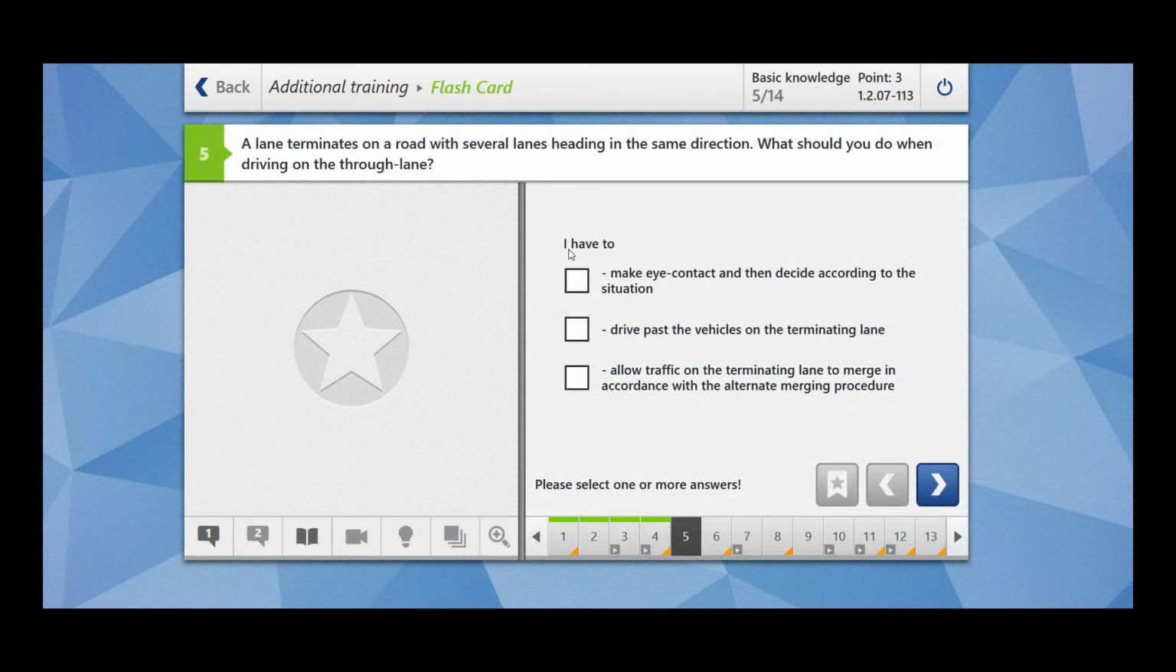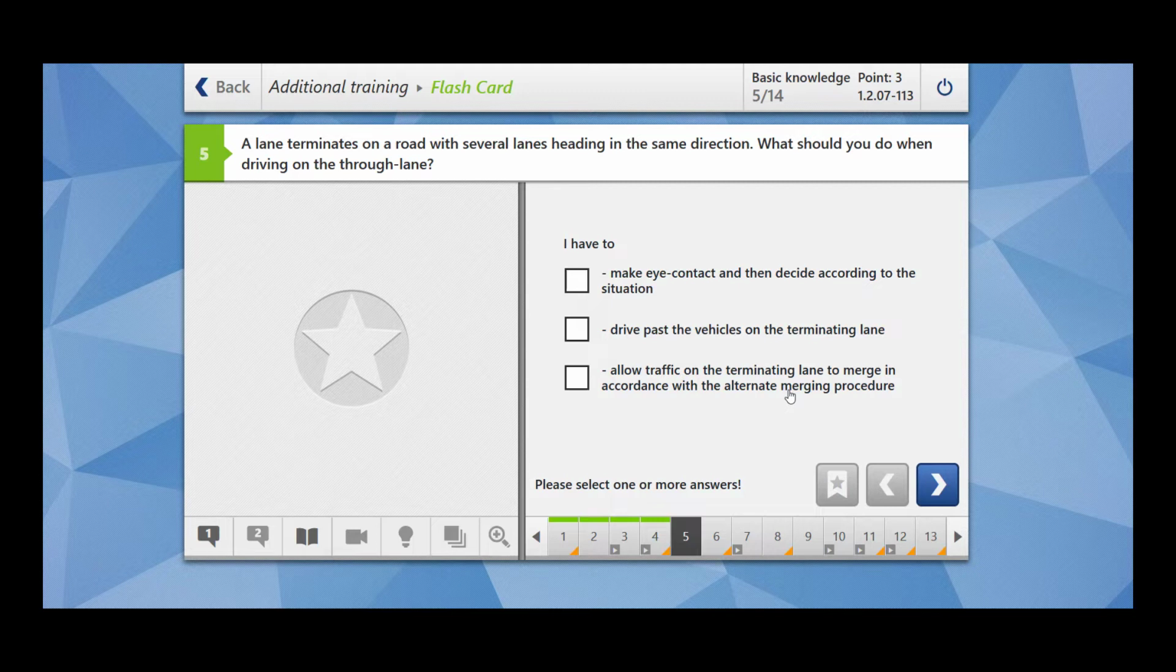So now coming to the question: a lane terminates on a road with several lanes heading in the same direction. What should you do when driving on the through lane? I have to make eye contact and then decide according to the situation. Wrong. I have to drive past the vehicles on the terminating lane. Wrong. I have to allow traffic on the terminating lane to merge in accordance with the alternate merging procedure. This is right. If you are on the through lane, you have to allow traffic from the terminating lane to merge in following the zipper feed-in method.